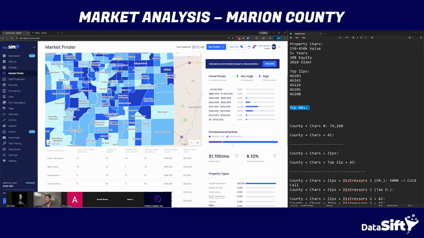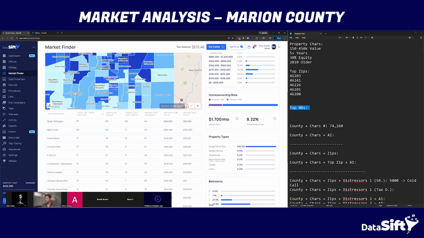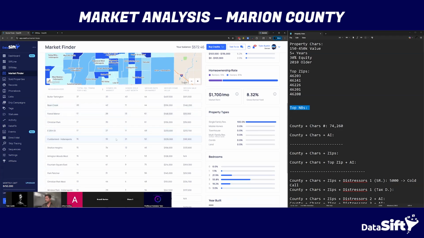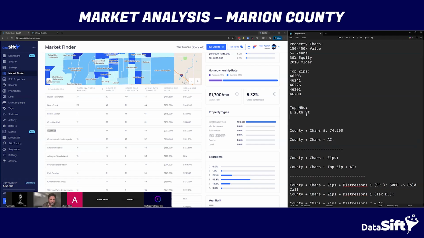For the sake of this, I'm just going to scroll down here and look at my median home values. I'm going to try to find some values within our price point that aren't too crazy, and I'm just going to copy those over. So I did East 25th Street, 233,000 to 213. I'm going to go ahead and grab that one. We're going to put that here. Cumberland, 228 to 181. That's pretty good.